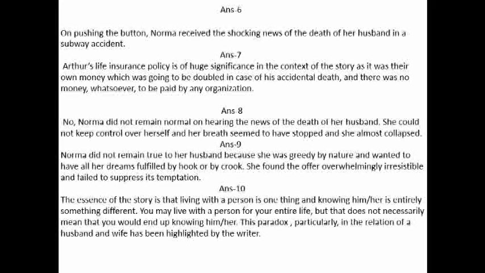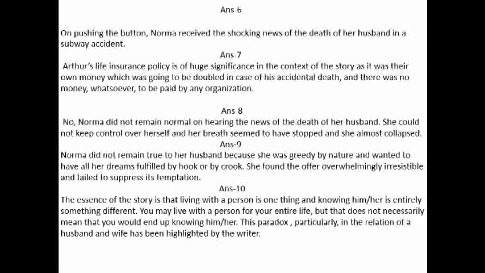I repeat the answer. Please be careful. Norma did not remain true to her husband because she was greedy by nature and wanted to have all her dreams fulfilled by hook or by crook. She found the offer overwhelmingly irresistible and failed to suppress its temptation.